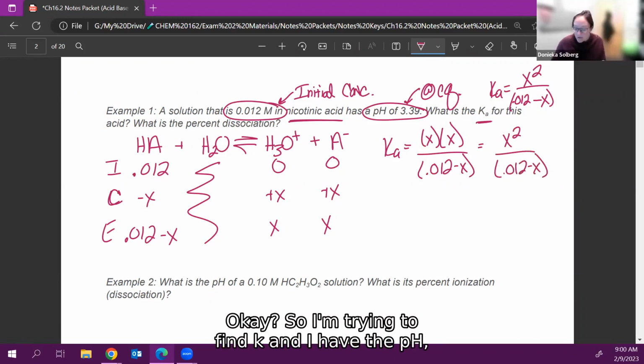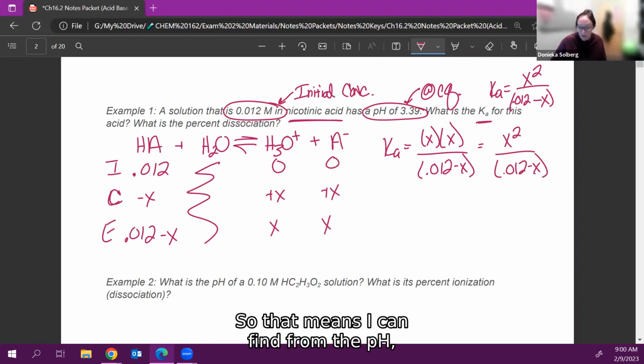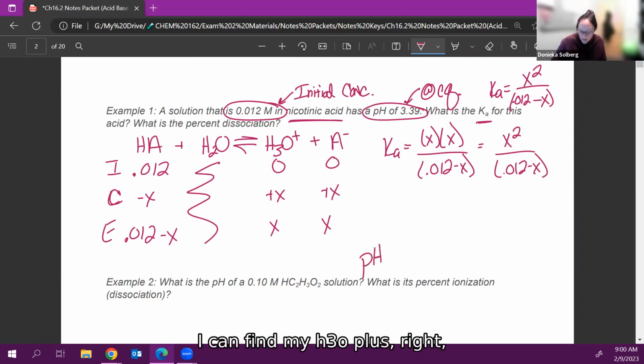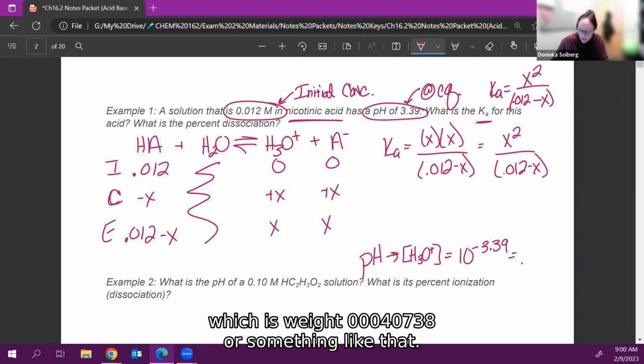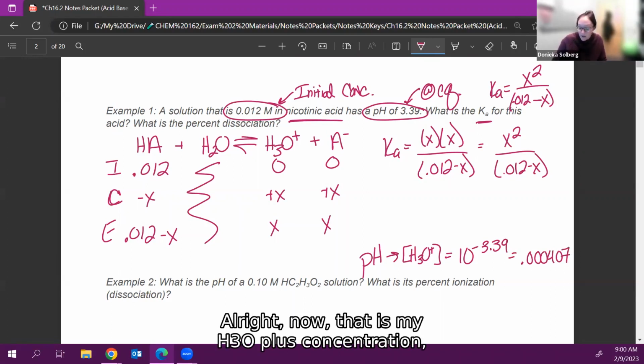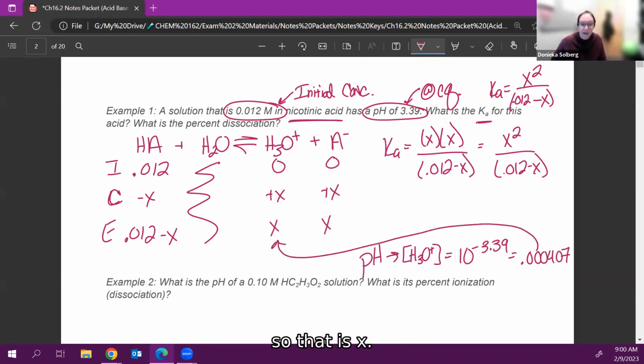Okay, so I'm trying to find Ka, and I have the pH, which again, the pH would be at equilibrium. So that means from the pH, I can find my H3O plus, right? It's going to be 10 to the negative 3.39, which is 0.000407738 or something like that. All right, now that is my H3O plus concentration. So that is x. So I could actually plug this in. I don't have to do any of that dropping x because I know x.